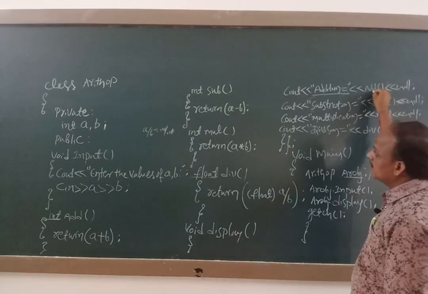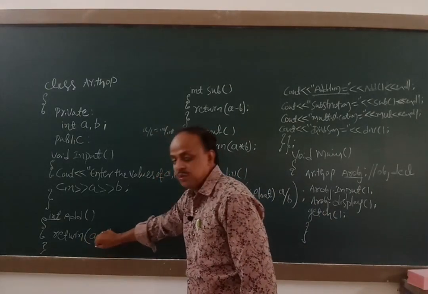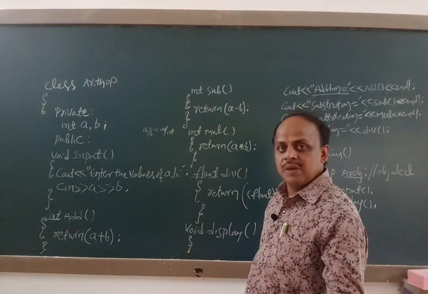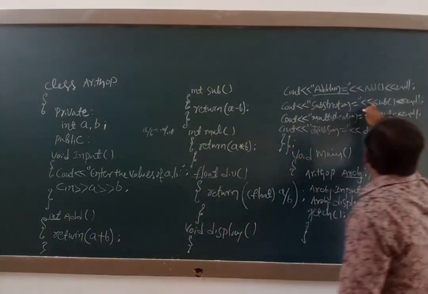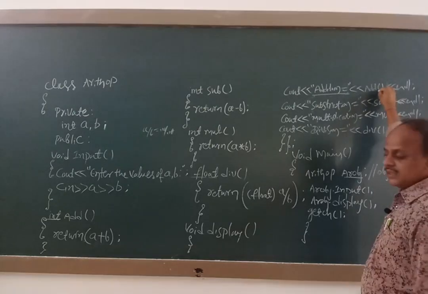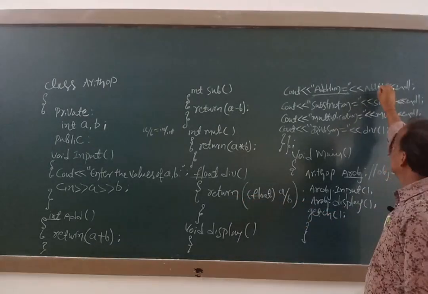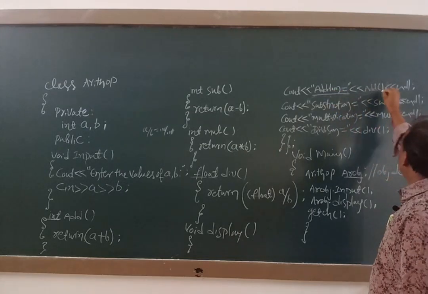Therefore add function, where is the add function? Here it is. What happens here? Return of a plus b. Suppose a value 10, b value 5, then a plus b, 15, is returned here. That means addition is equal to 15. That returns int value 15 here. So what we get? In first cout statement, addition is equal to 15.